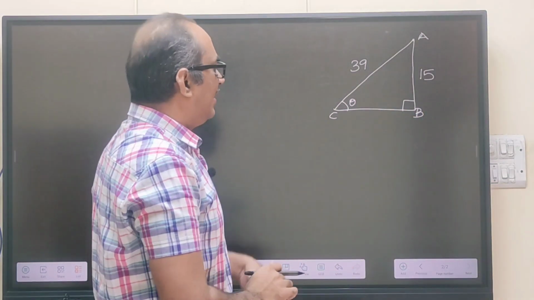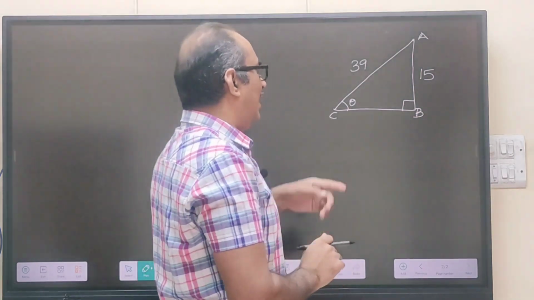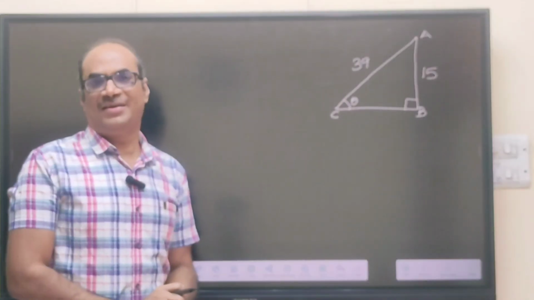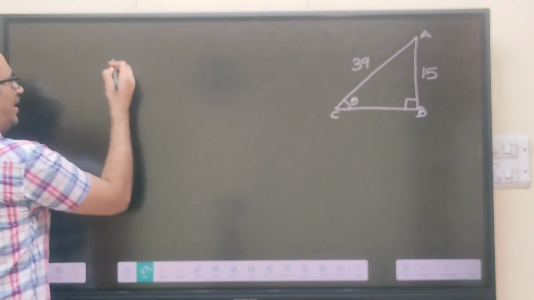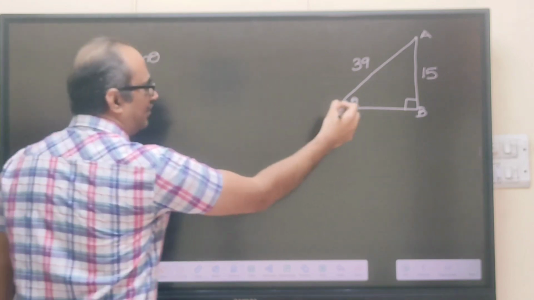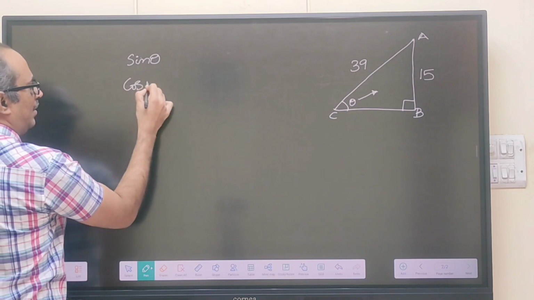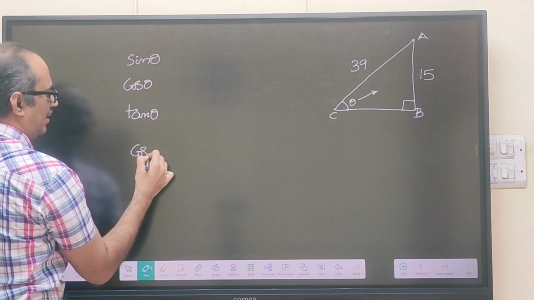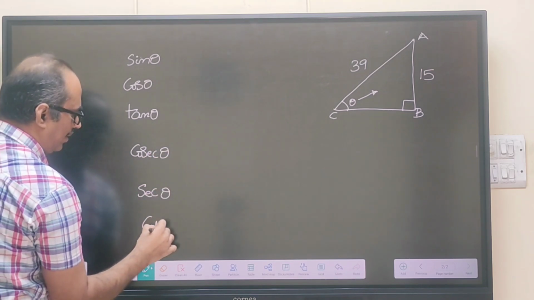So it will be written that triangle ABC is a right angle triangle, right angled at B, and the hypotenuse is 39. One of the sides is 15. Then find out all the trigonometric ratios. First, let's write down all our trigonometric ratios. Whatever we learned, first is sine. They are asking with respect to theta only. So this is where sine theta, cos theta, tan theta, cosecant theta, then secant theta, then cot theta.